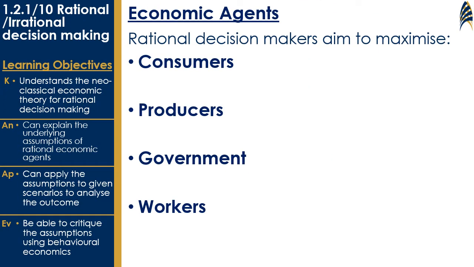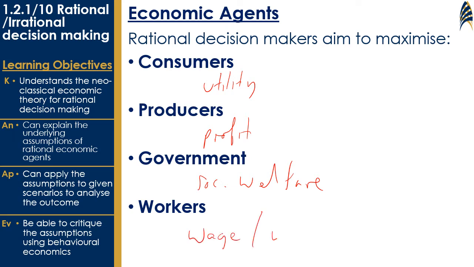Okay, economic agents. Rational decision makers aim to maximize. You might want to pause and think about this, but you hopefully know the answers. Consumers, it's going to be utility. Producers, it's going to be the profit we were just talking about. Government is probably going to be that social welfare we were just talking about. And workers, well, I suppose trade workers believe this as well, but that's part of the reason we have trade unions. They club all the workers together to be more powerful, to try and maximize hopefully the wage rate or maybe working conditions. They're the 2 things that unions try and do as well as possible. Okay, next slide.